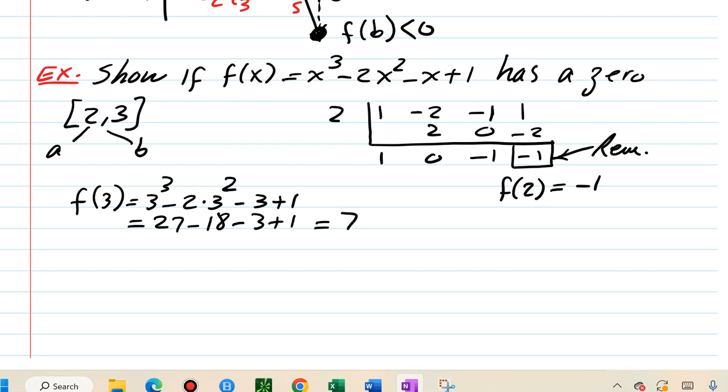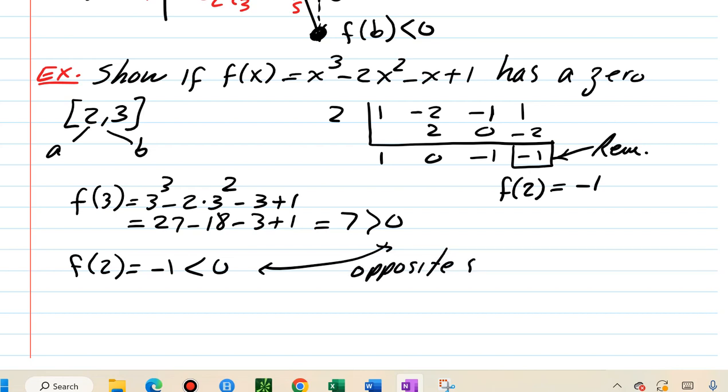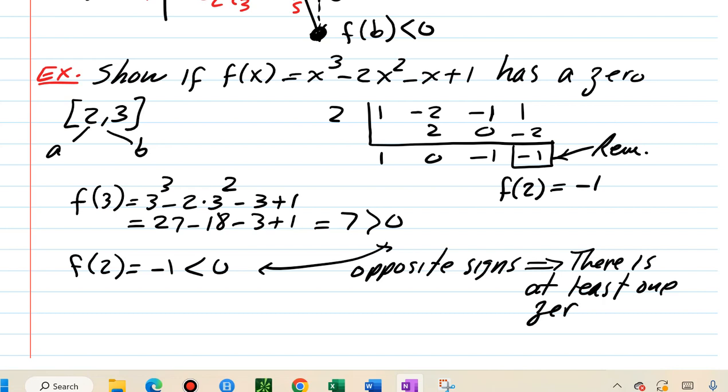Okay. Or you can use synthetic division. Now the point being this. F at 3 is positive. F at 2 turned out to be negative 1, less than 0. These have opposite signs. Because they have opposite signs, that means there is at least 1 zero in the interval from 2 to 3 for this graph. Okay, so we have established that.